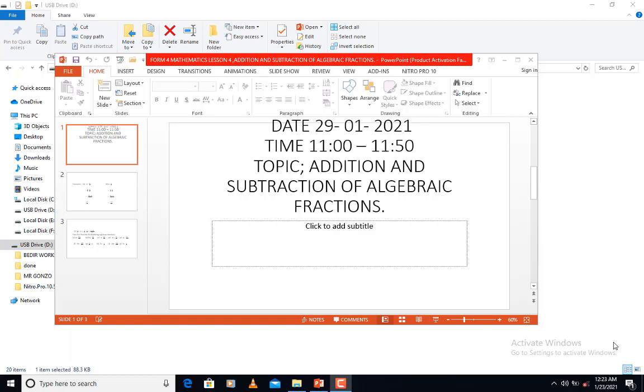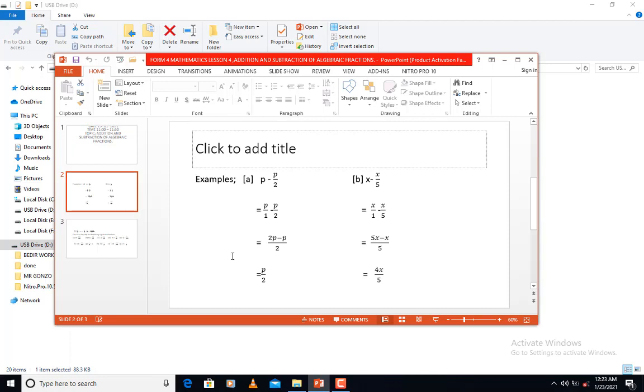Now, today we want to look at this concept, addition and subtraction, but with different types of algebraic fractions. I'm going to explain how to add and subtract using some examples. Now let's look at these examples.